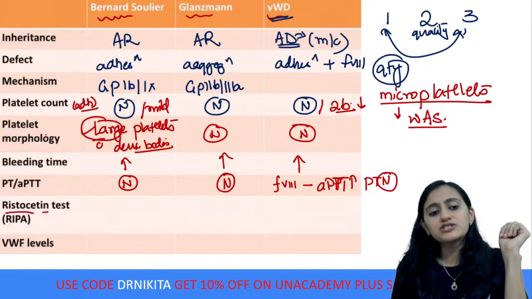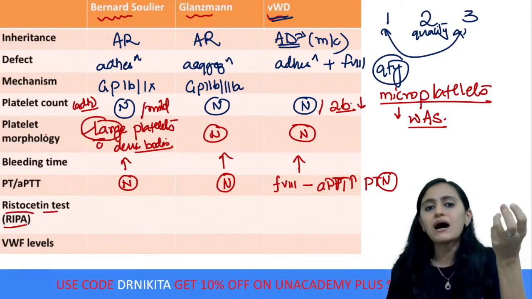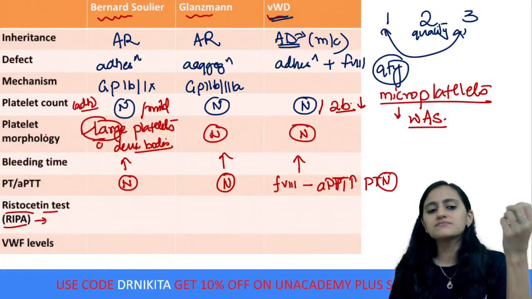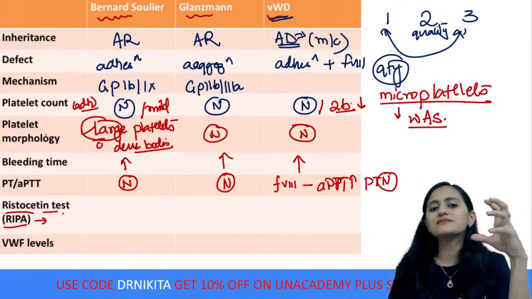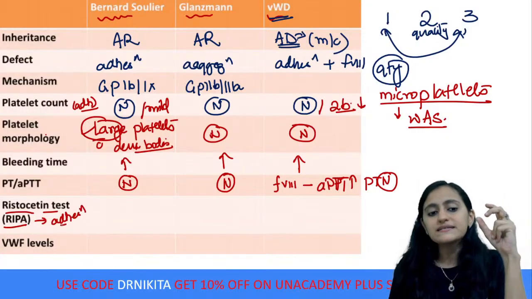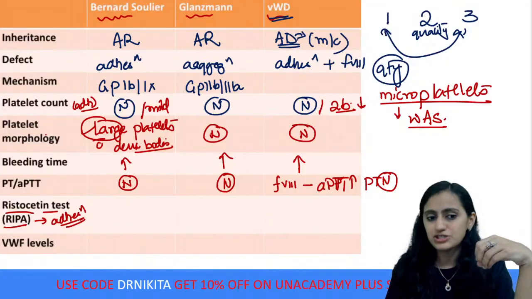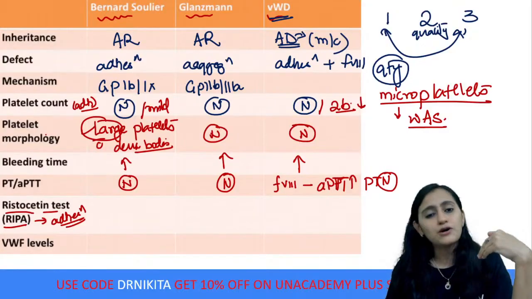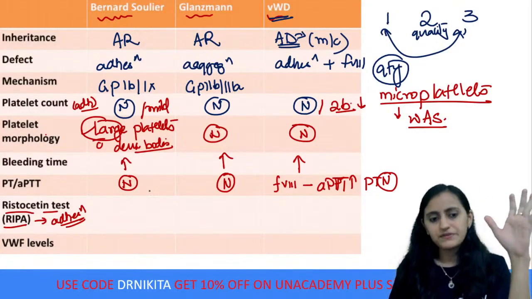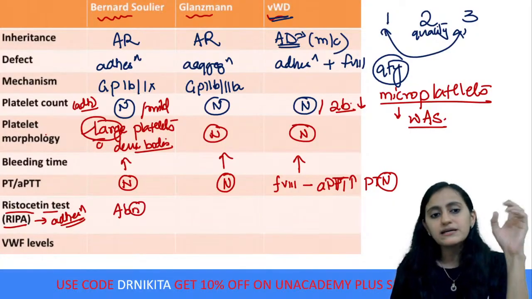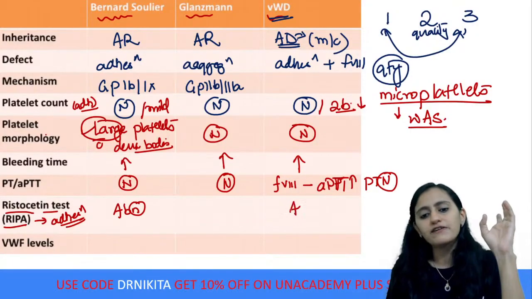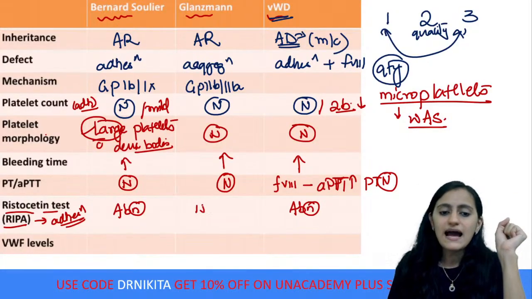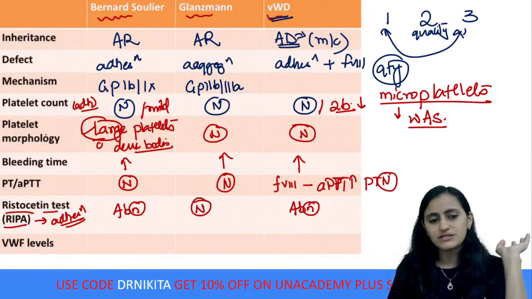This one, your ristocetin test, which is also called RIPA test, ristocetin induced platelet aggregation. Even though the term says it is platelet aggregation, remember it's basically a test for platelet adhesion. It is a test for platelet adhesion. So thinking logically, if it's platelet adhesion, it would be abnormal in conditions where your platelet adhesion is abnormal, right? So basically it would be abnormal in your Bernard-Soulier and in your von Willebrand disease. So these two will have abnormal ristocetin test. Glanzmann has a normal ristocetin test.